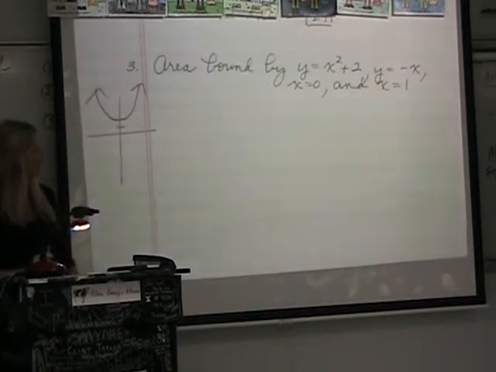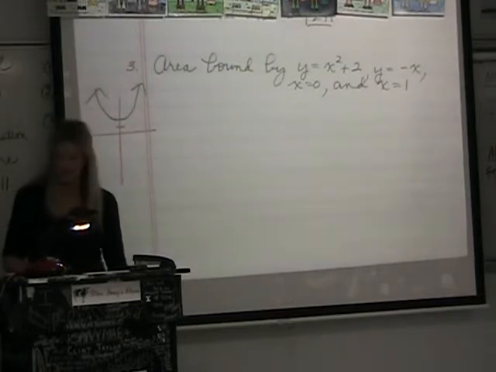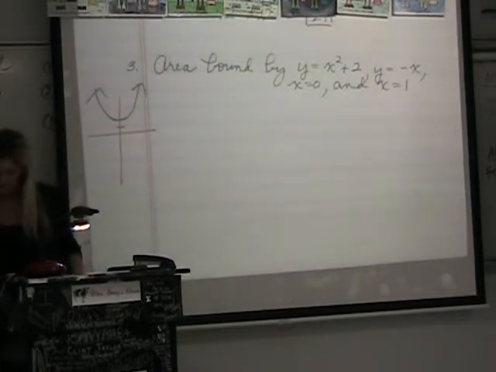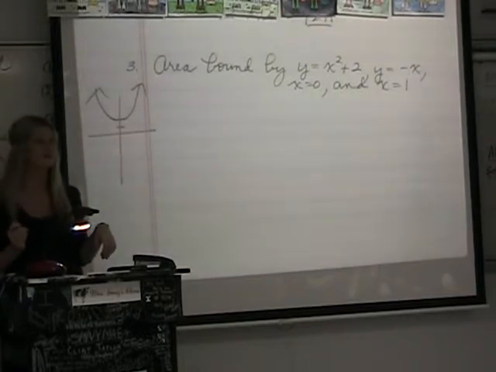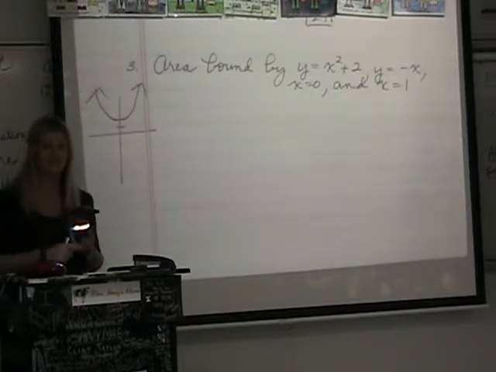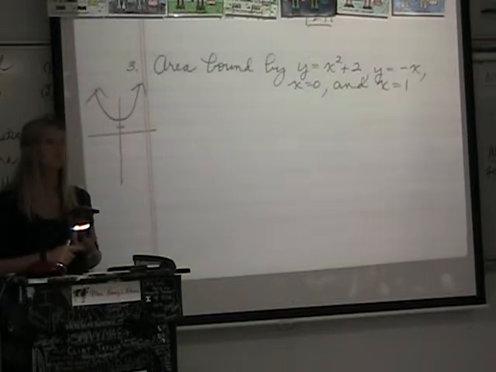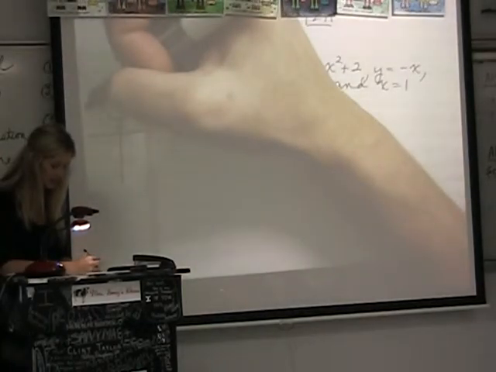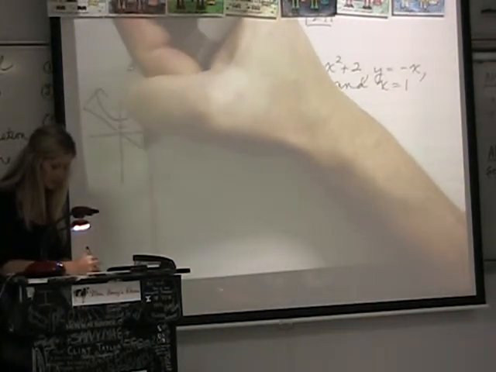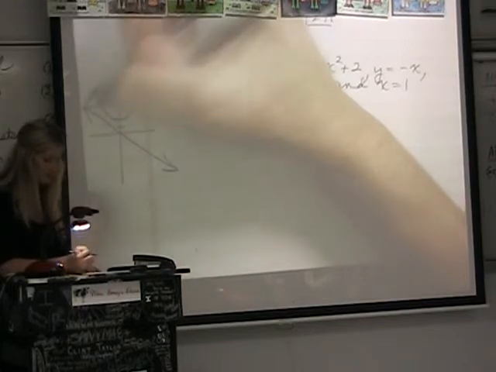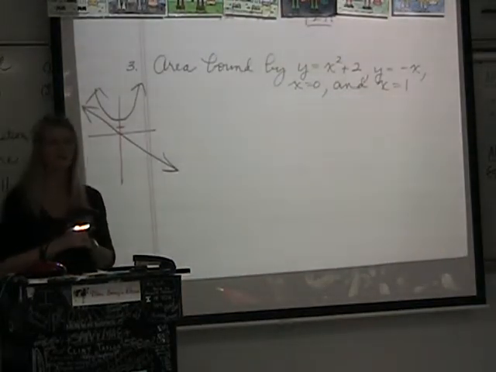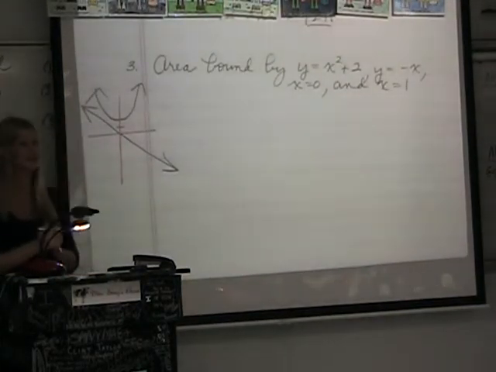What about the graph y equals negative x? It's like that. And it goes through the origin. It has a negative slope. It's a linear function, just a line. So it's going to look something like this. Oh no, they don't touch. They do not touch, do they?